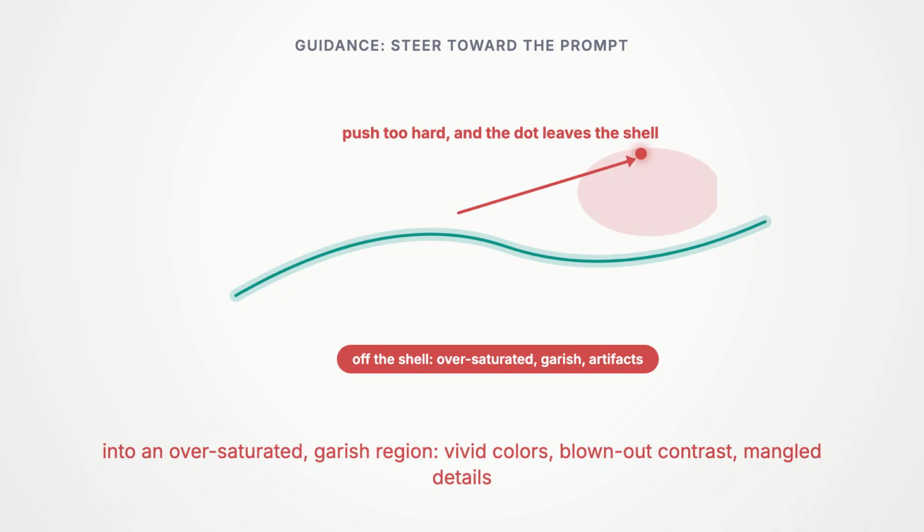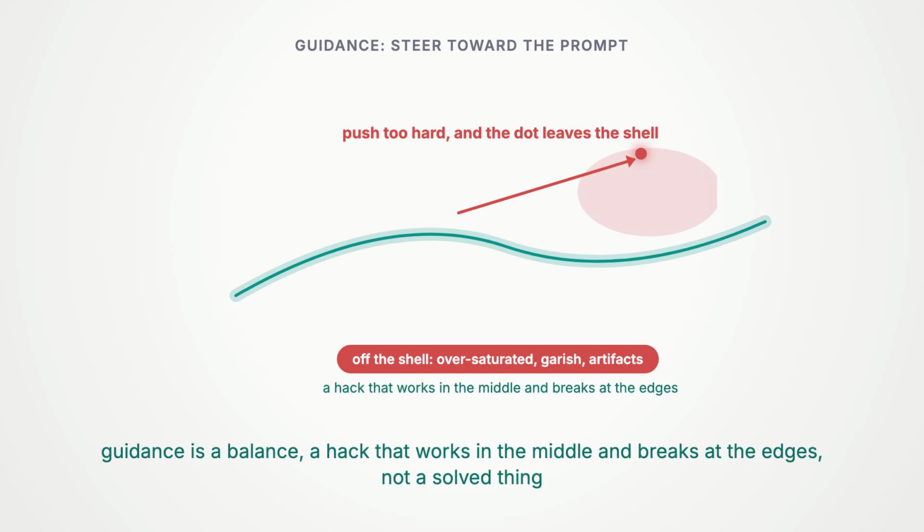And it is not free, because running the model twice on every step roughly doubles the cost, which is why recent work tries to get the same steering for less, applying it only on the middle stretch of the walk, or training it away entirely. So guidance is a balance, a hack that works beautifully in the middle and breaks at the edges. It is not a solved, optimal thing, just a remarkably effective steering wheel that the whole field still tinkers with.